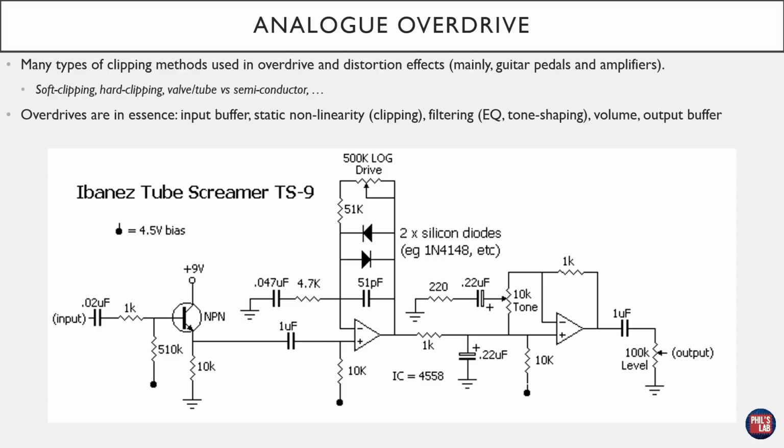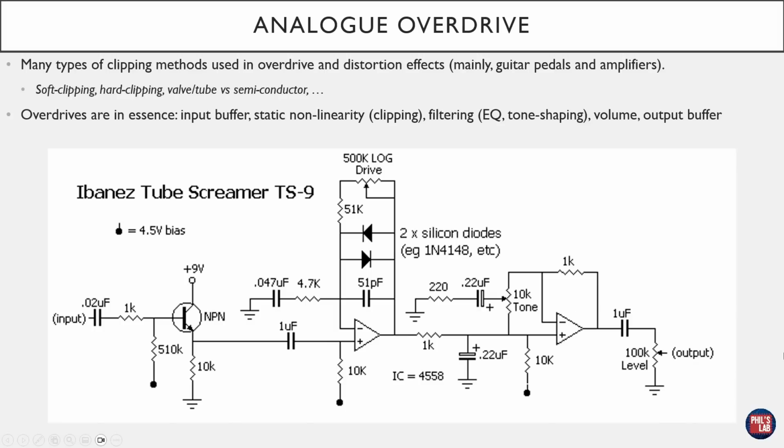But broadly, the principles behind overdrive and distortion are very, very similar. If we look at a typical Tube Screamer schematic, which is one of the most popular overdrive pedals for guitar, all we have is an input buffer, some sort of non-linearity. In the analog case, this might be done with transistors or diodes to clip parts of the analog waveform. We have some filtering, that might be equalization, tone shaping, where we cut highs, boost lows, or whatever you want to do. You might have a volume control and an output buffer.